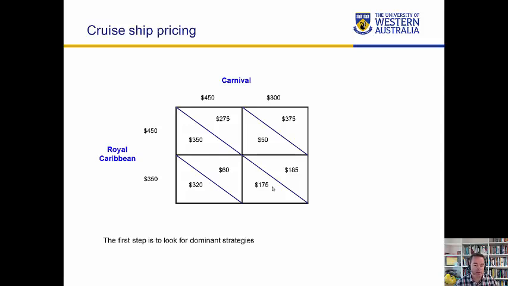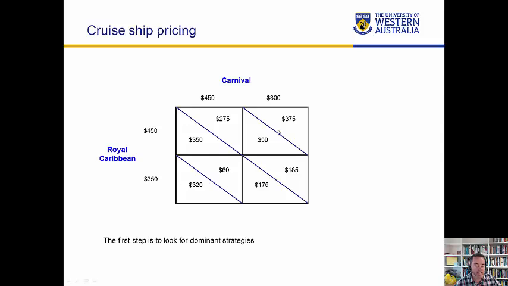So let's have a look for a dominant strategy for Carnival. If they set a price of 300, they earn profits of 375 million or 185 million. Now those profits of 375 and 185 under a price of 300 are always better than the profits they would earn of 275 and 60 million if they set a price of 450.